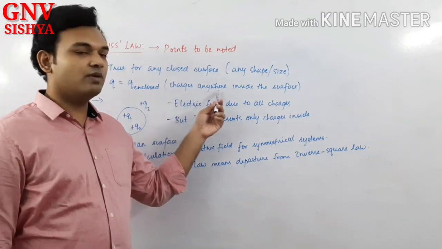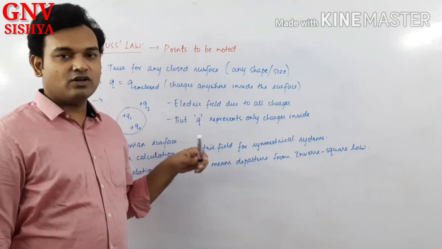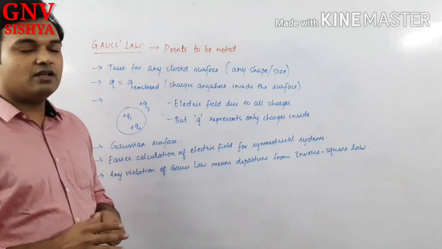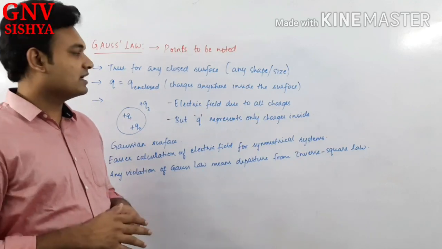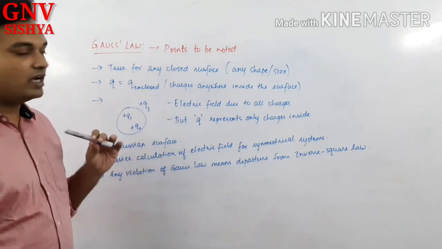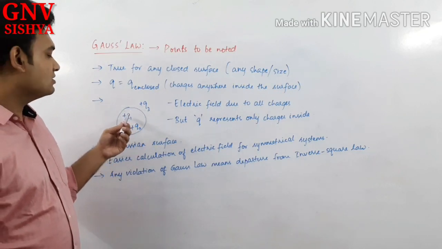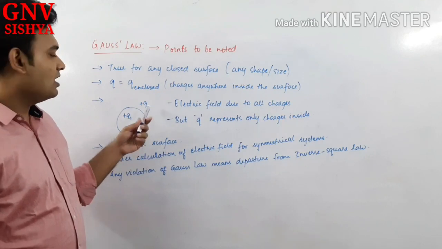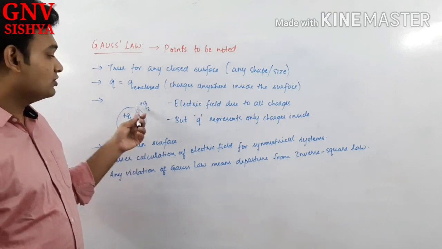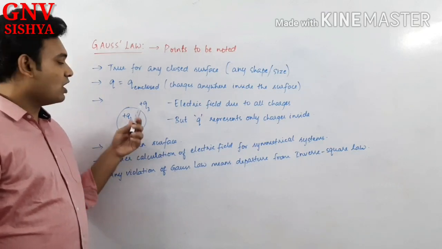The charges may be anywhere inside the surface. It is not necessary that the charge should be at the center or on the surface or anything like that. The charges might be anywhere inside the surface, and Gauss law would apply. We only have to take the sum of all the charges, right? Then, if this is a Gaussian surface and we have charges plus q1 and plus q2 inside, and plus q3 outside, the charge enclosed would mean only q1 and q2, not q3.